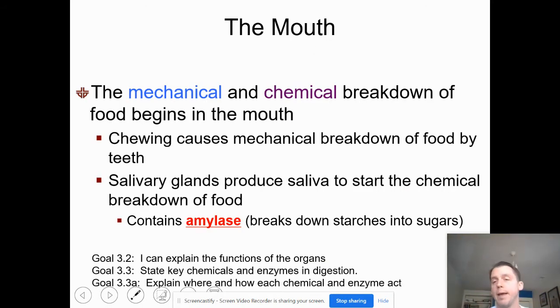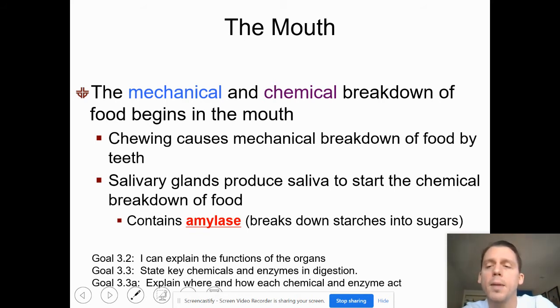So let's begin at the beginning. Basically, we're going to begin with the mouth. The mouth is where all digestion begins. When you start chewing food, that is called mechanical breakdown. Mechanically digesting food is when you physically tear the food apart with your teeth. Your tongue also helps to smash the food a little bit.